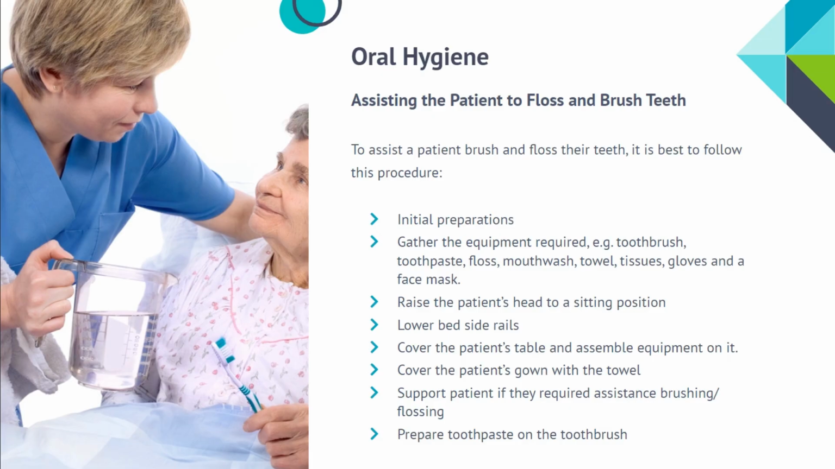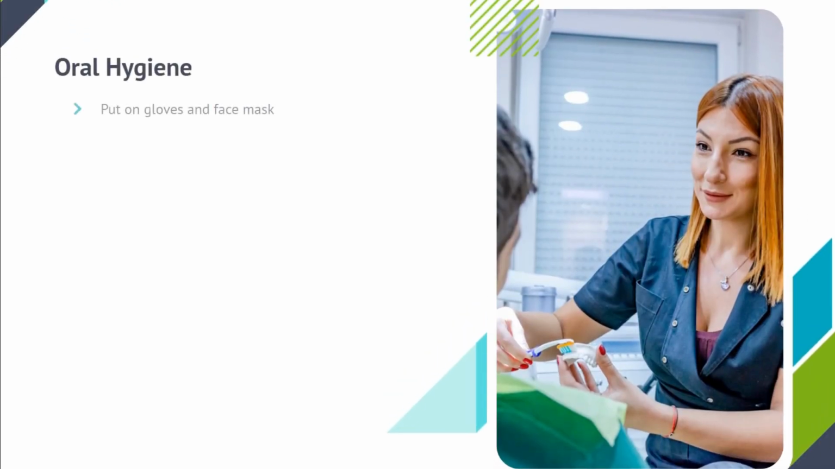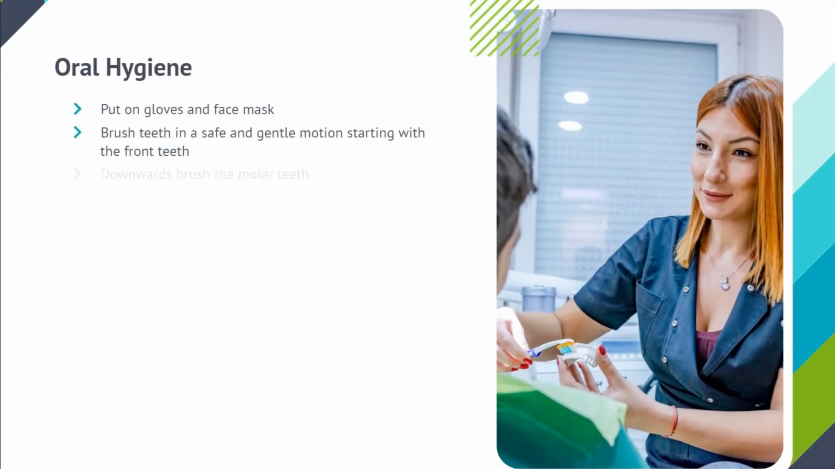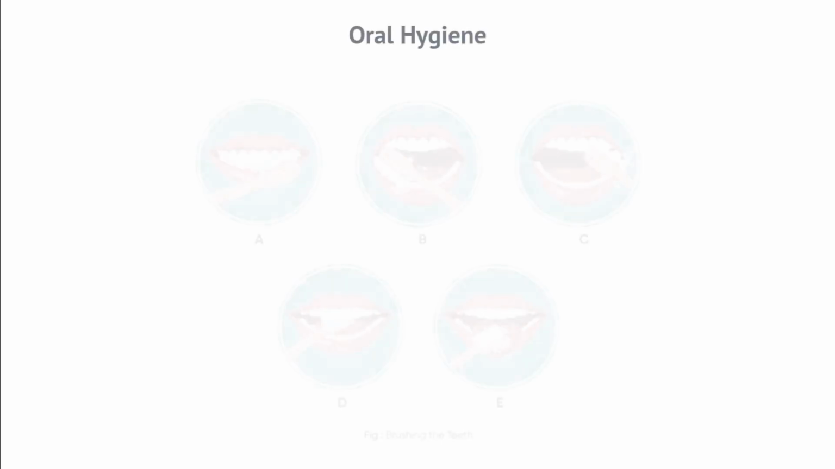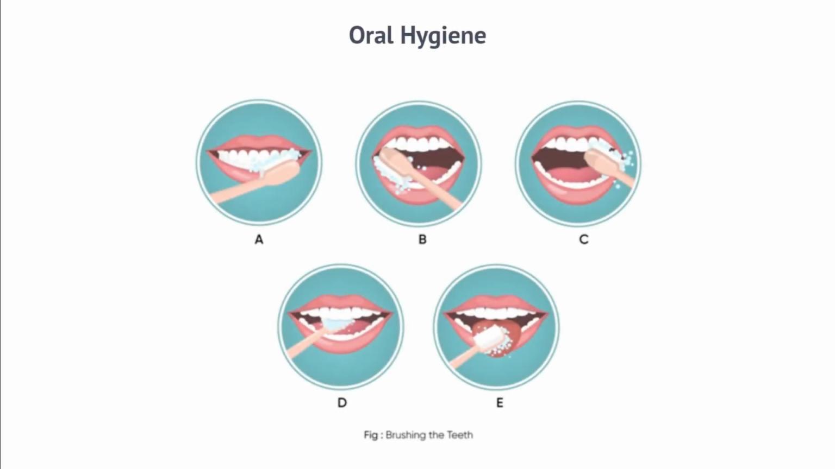Prepare toothpaste on the toothbrush. Put on gloves and face mask. Brush teeth in a safe and gentle motion starting with the front teeth. Downwards brush the molar teeth. Carefully brush backs of teeth. Gently brush the tongue. Give patient water to rinse and spit out. Figure, brushing the teeth.